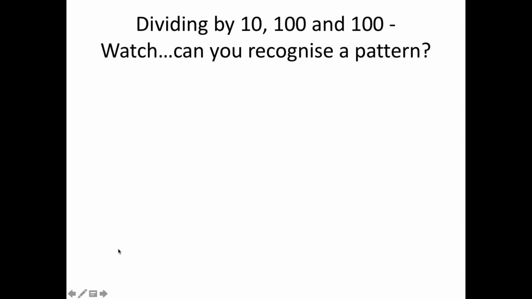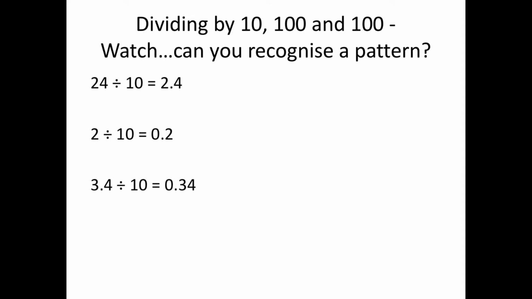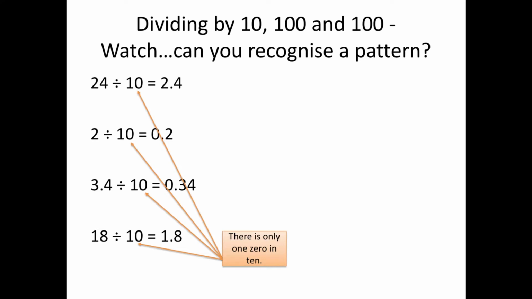Okay? Right, so let's move on to division. Division is exactly the same, but it's just one different step. We move the other way. So let's have a look at these and see if you can recognise a pattern. 24 divided by 10, 2.4. 2 divided by 10, 0.2. 3.4 divided by 10, 0.34. 18 divided by 10, 1.8. Again, you can see that there's only one 0 in 10, so we only have to move the decimal point one space or get rid of a 0.